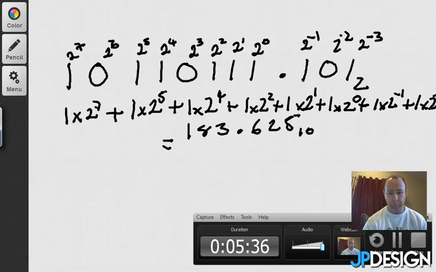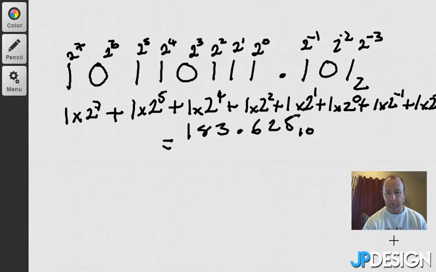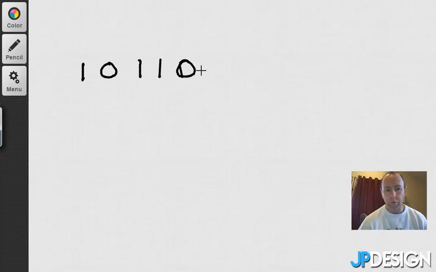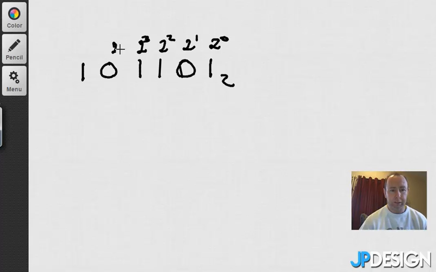And we might do another one just here. So we'll just have a look at one more. We'll just clear that. There we go. And we'll do a simple one here again. So 1, 0, 1, 1, 0, 1. That's base 2. Again, we start here, so it's 2 to the 0, 2 to the 1, 2 to the 2, 2 to the power of 3, 2 to the power of 4, and 2 to the power of 5.